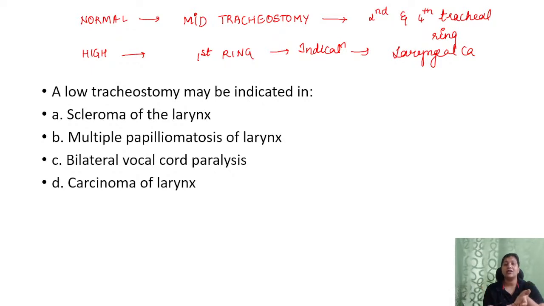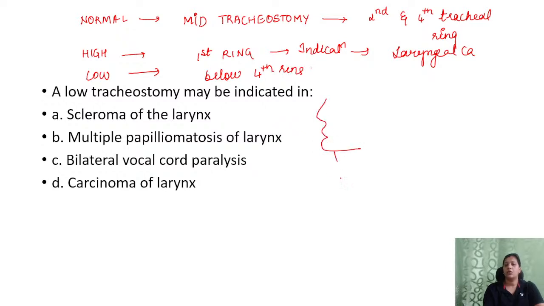So when laryngectomy is done, you will combine it with a high tracheostomy, which is going to be permanent for the patient. So the indication for high tracheostomy is laryngeal carcinoma, in whom you are going to do a total laryngectomy. What is low tracheostomy? Low tracheostomy is below the fourth ring. Now, why do we do below the fourth ring? Why are we going so much lower down in the neck?